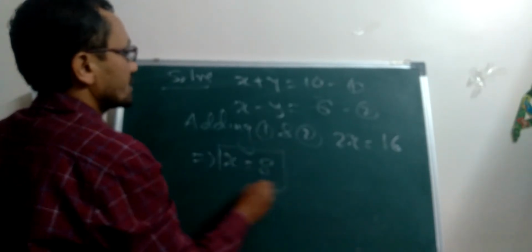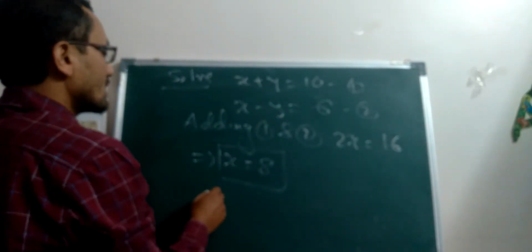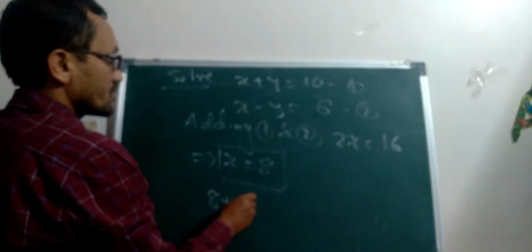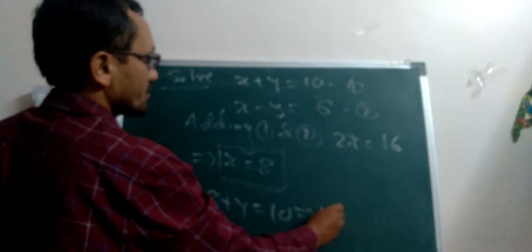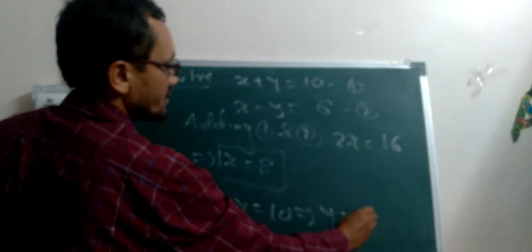Putting x equal to 8 in equation 1 or 2, what do we get? 8 plus y is equal to 10. This implies y is equal to 10 minus 8, which is 2.